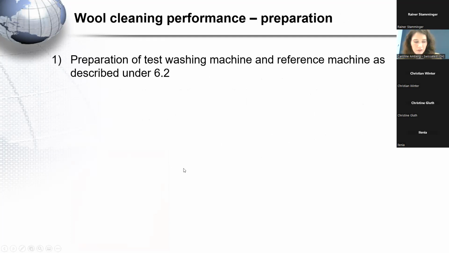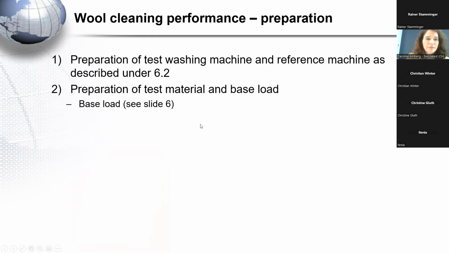Good, then when we go through wool cleaning performance step by step, you have to do a preparation of the test washing machine and reference machine as described under 6.2, so these pre-runs. Then you have to prepare the test material and the base load. As I have mentioned before, you do not have to do pre-treatment or conditioning of the load.